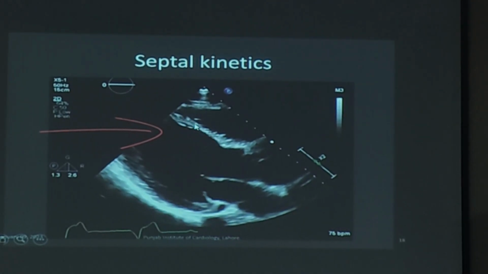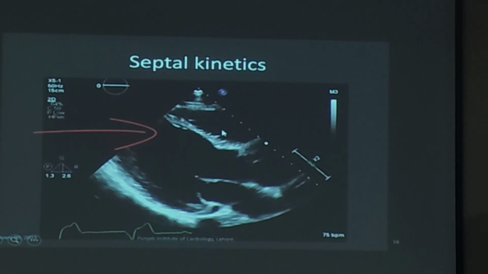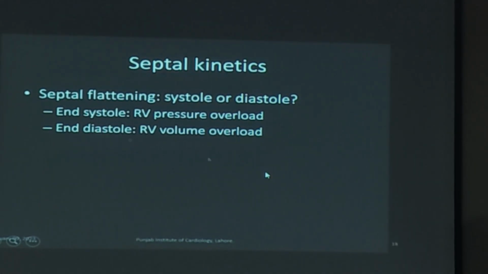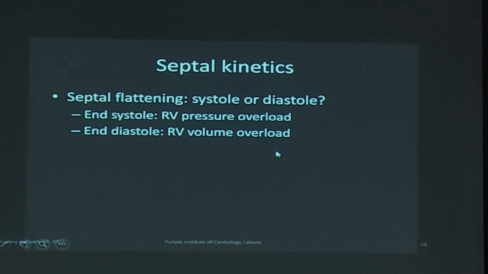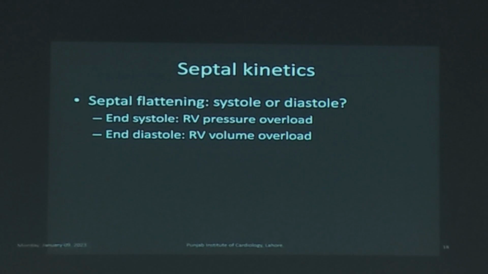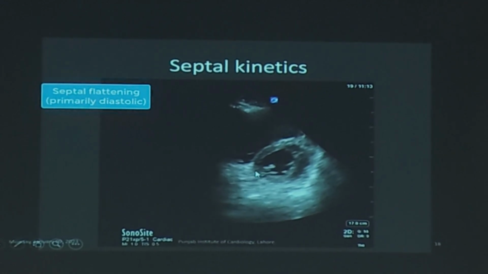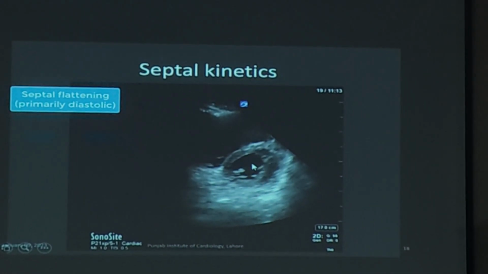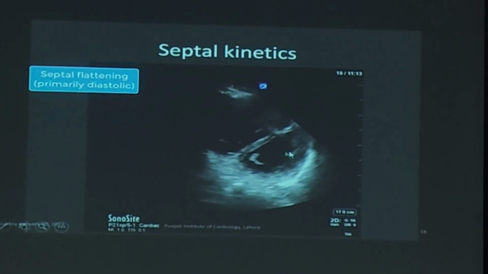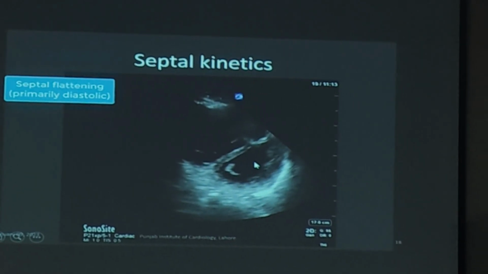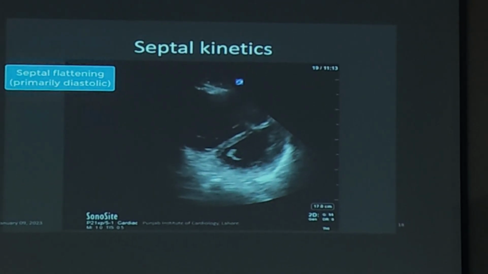As you can see here, this is the septum. This septum is not moving well, so there will be a problem in the RV. Flattening, as I told you, in systole means RV pressure overload, and in diastole, RV volume overload will be present. The septum is going toward the LV. You can see this is the short axis view. This is the septum, this is the LV, this is the RV. So in the diastole phase, the septum has been pushed toward the LV. It means the RV is volume overloaded. There is some problem in the RV regarding its function.